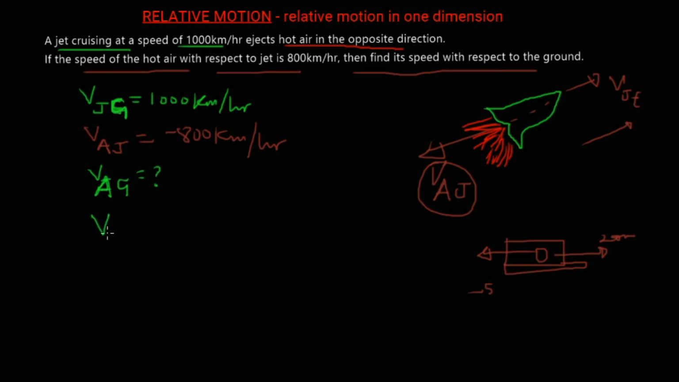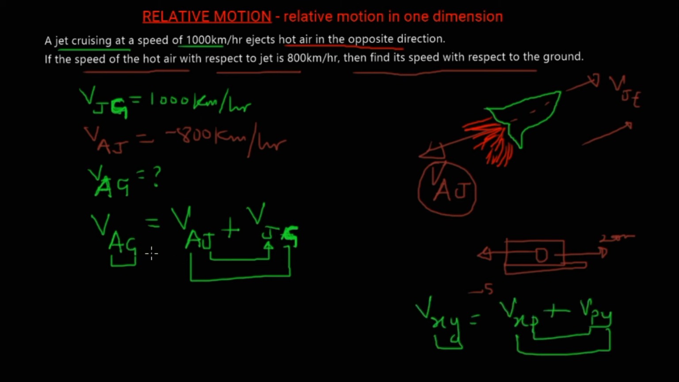So how do we do this? The velocity of the air with respect to the ground is equal, I told you, to the velocity of the air with respect to the jet plus the velocity of the jet with respect to the ground. So you follow the trend. So AG will always have it here, AG. So this will just have to follow each other, just like I have in the former screen.